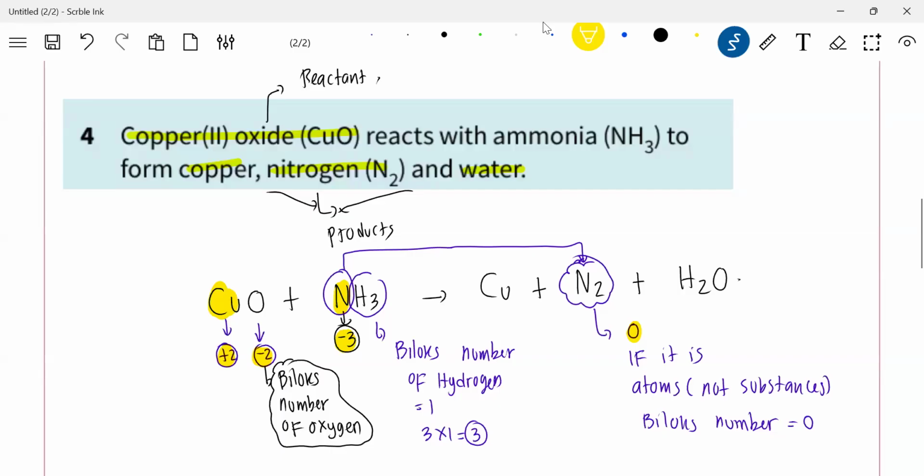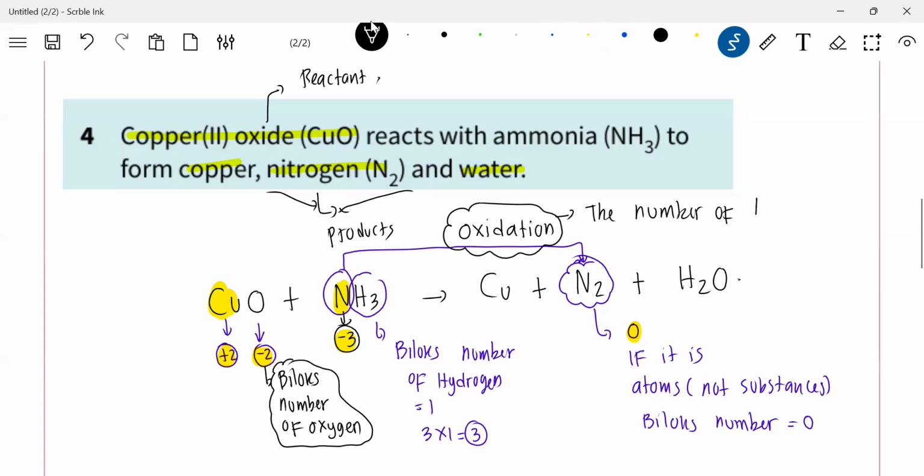This starts from negative 3 and then increases up to 0. Because this is an increase, we call it oxidation. Why oxidation, sir? Because the oxidation number rises or increases, starting from negative 3 up to 0.